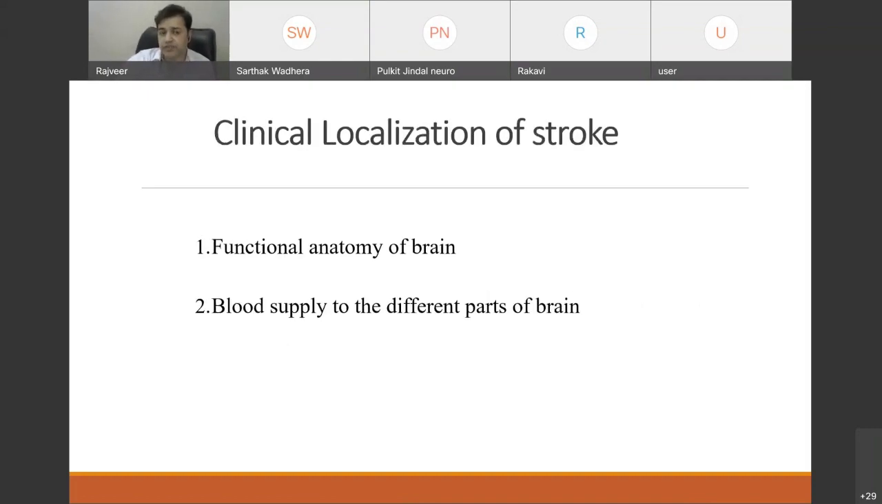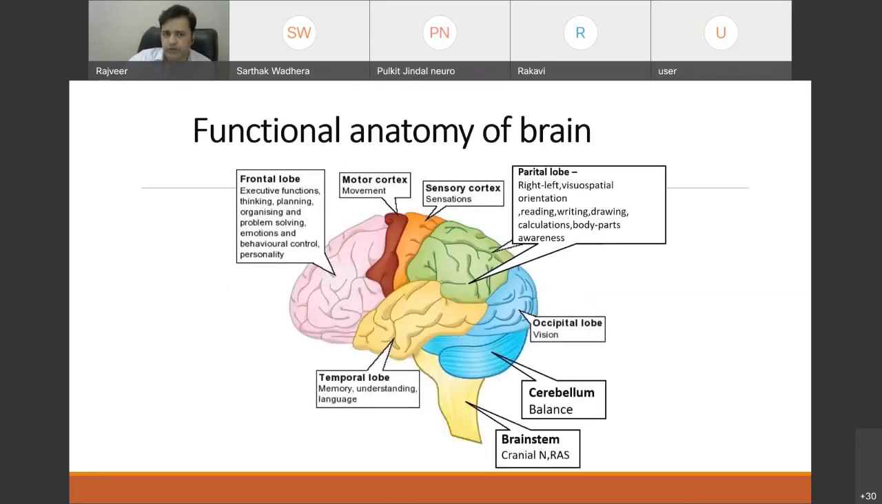So, what are the prerequisites for clinical localization? First, you should understand the basic functional anatomy of the brain, and second, the blood supply of the different parts of the brain. So coming to the functional anatomy, as you know, the brain is divided into different lobes, cerebellum and brainstem. The largest part of the brain is the frontal lobe. Its functions are executive function, thinking, planning, organizing things, problem solving, emotional behavior control, and personality.